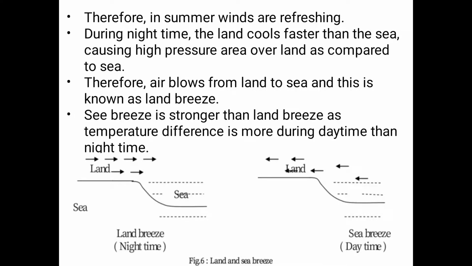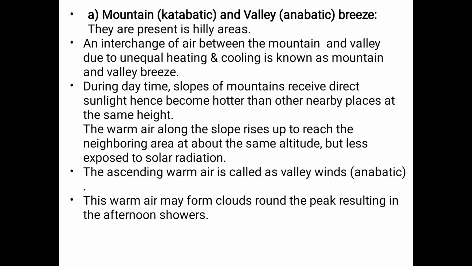So this is the first type of local wind that we have discussed, the land and sea breeze. After that we discuss the mountain and valley breeze, also known as the katabatic and anabatic breeze. Generally, the mountain and valley breezes are present in hilly areas. An interchange of air between the mountain and valley that takes place due to unequal heating and cooling is known as the mountain and valley breeze.